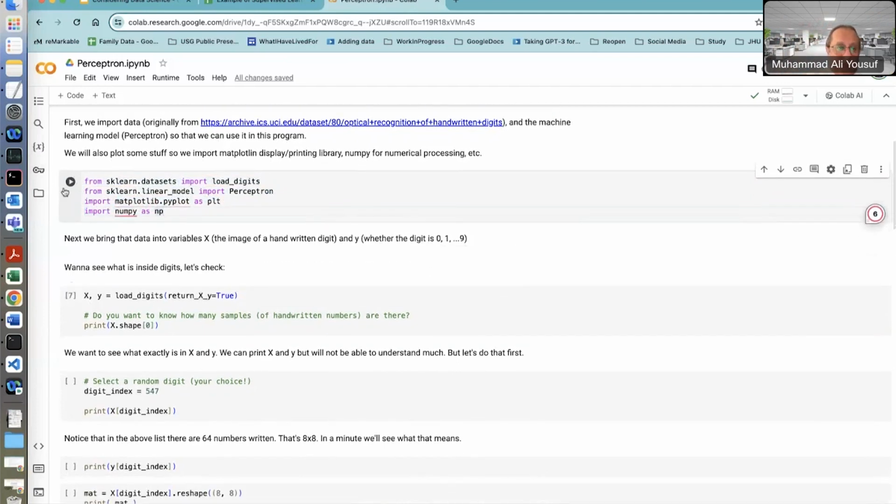Okay. Once I have done this, I execute it. Whenever a block like this has a run symbol or play symbol, that means there's something to run. This one has no such thing. Here, there is no such thing.